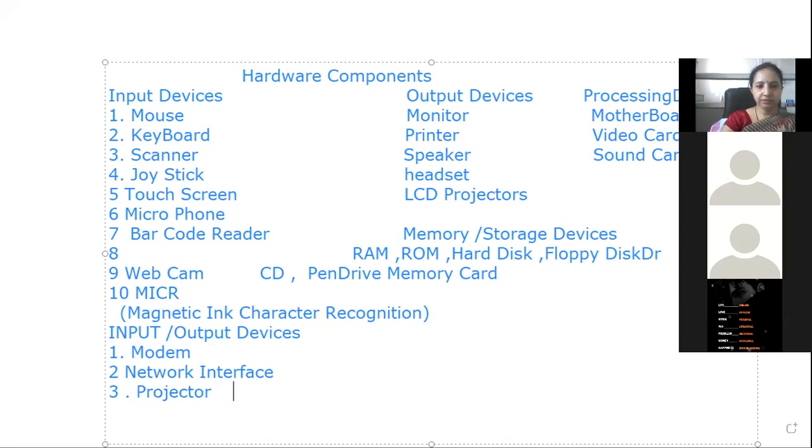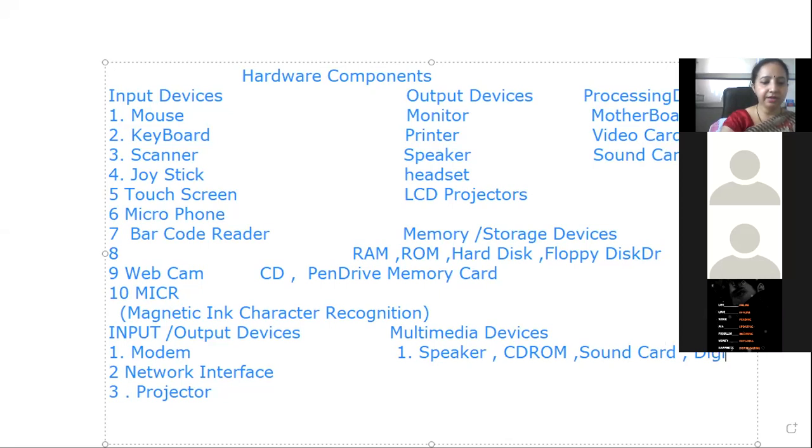Now next comes multimedia devices. Ma'am, router is called modem? I'm not able to understand; write in the chat box. Multimedia devices: you use speaker in it, then CD-ROM, sound card, then digital camera. These are all multimedia devices. Camera.